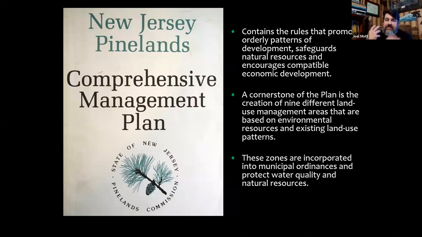It basically contains rules and regulations to balance out development and the natural resources, but also try to encourage a compatible economy for the area. It's kind of the cornerstone of the plan, our management areas. I'll show you them in a minute. It breaks down how we protect the natural resources, where things are developed, where things aren't developed.